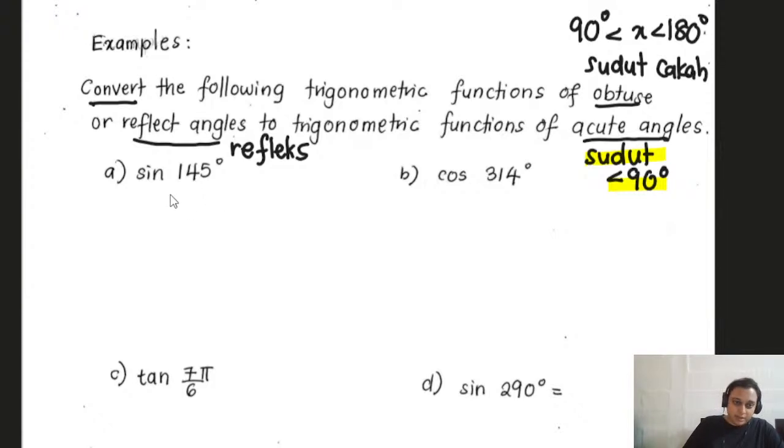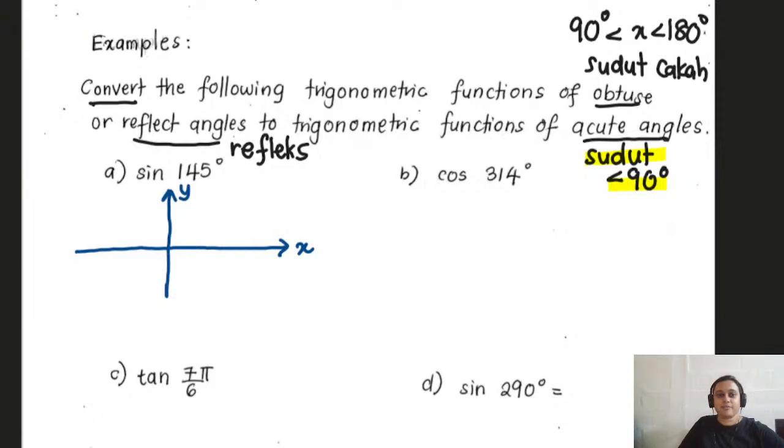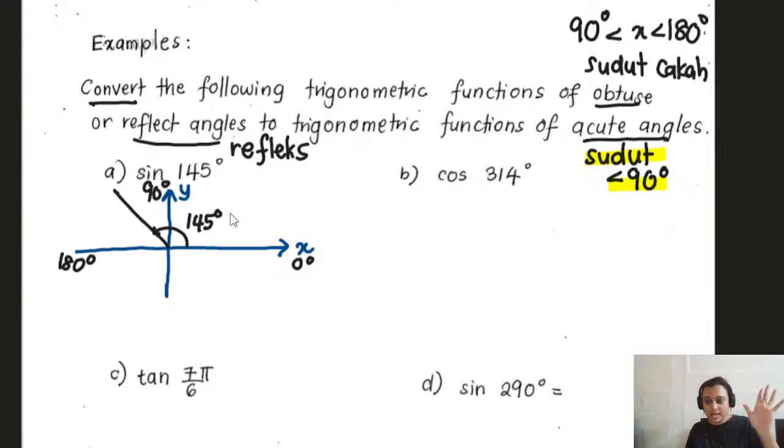First draw the 145 first. Lukis dulu 145. 145 will be in which quadrant? Akan berada di kuadran ke berapa? Here is 0, here is 90, here is 180. Jadi 145 akan pergi ke kuadran 2, betul tak? Here. 145 pergi ke kuadran 2. Kuadran 2, not 3.